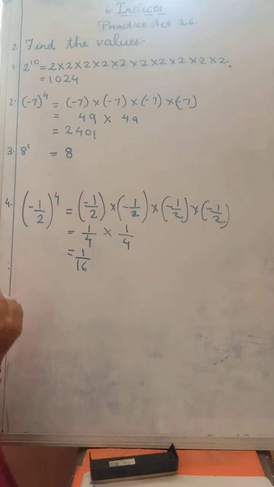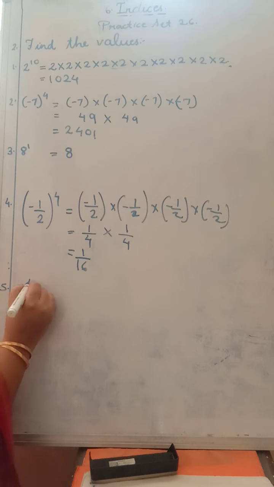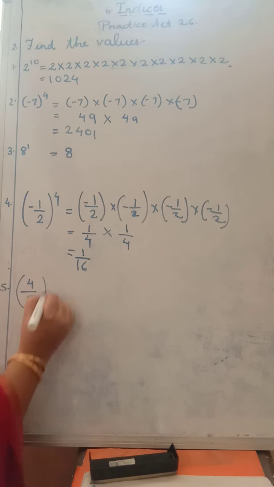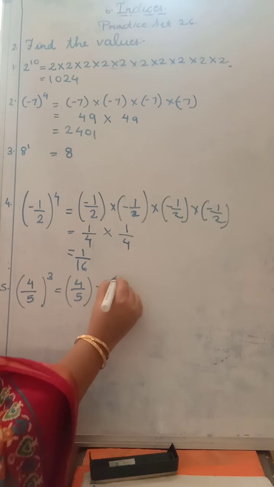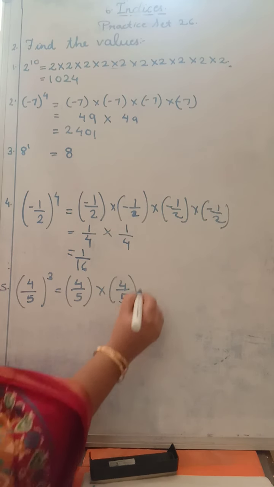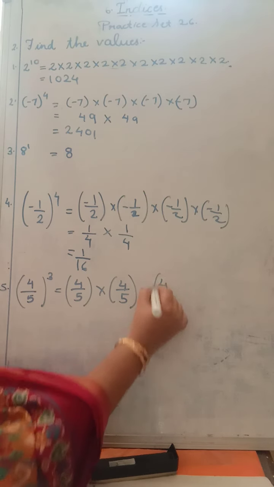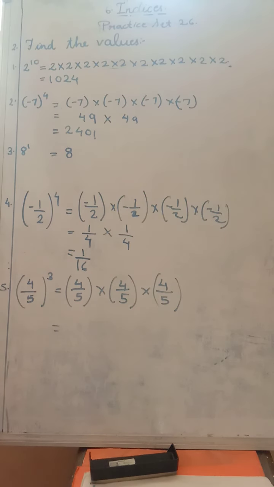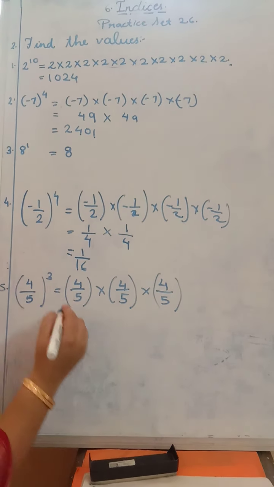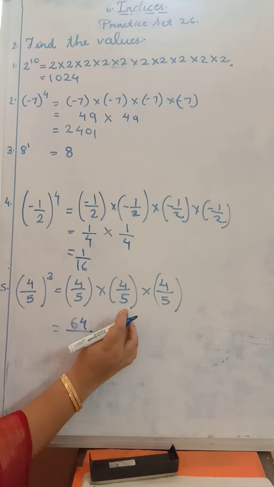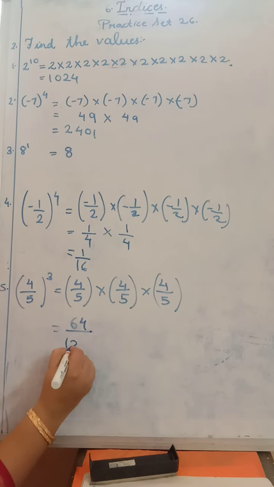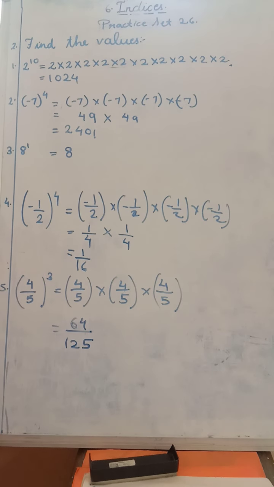And the last sum we are going to solve, that is 4 upon 5 raised to 3. Means 4 upon 5, this fraction we will take 3 times. Now 4 4s are 16. Yes. 16 4s are 64. Now 5 5s are 25. 25 5s are 125. So these are the values of this particular index form.